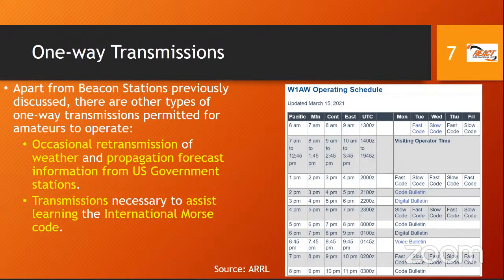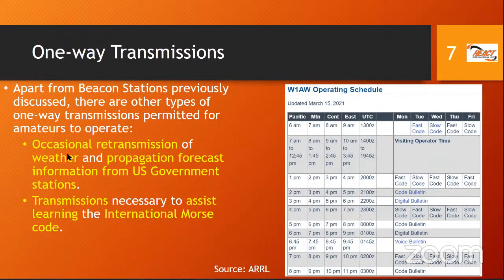And the reason why that is done is to assist persons who wish to learn Morse code. And on the right-hand side of your slide, we have a little schedule with the ARRL Morse code tutorial sessions. The station is Whiskey 1 Alpha Whiskey, and during these days and times, Morse code is transmitted for persons to listen to and copy. So that's an example of that one-way transmission also.